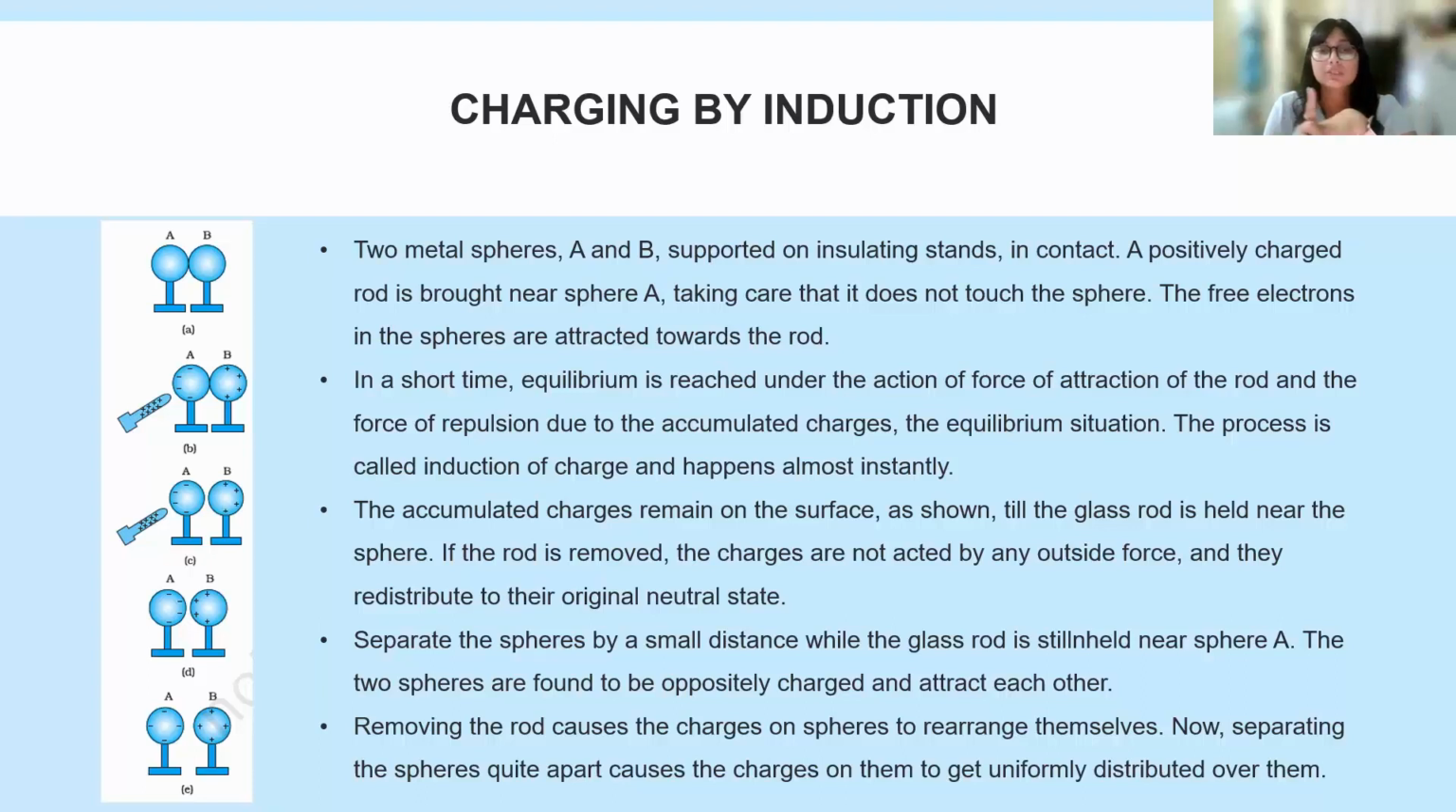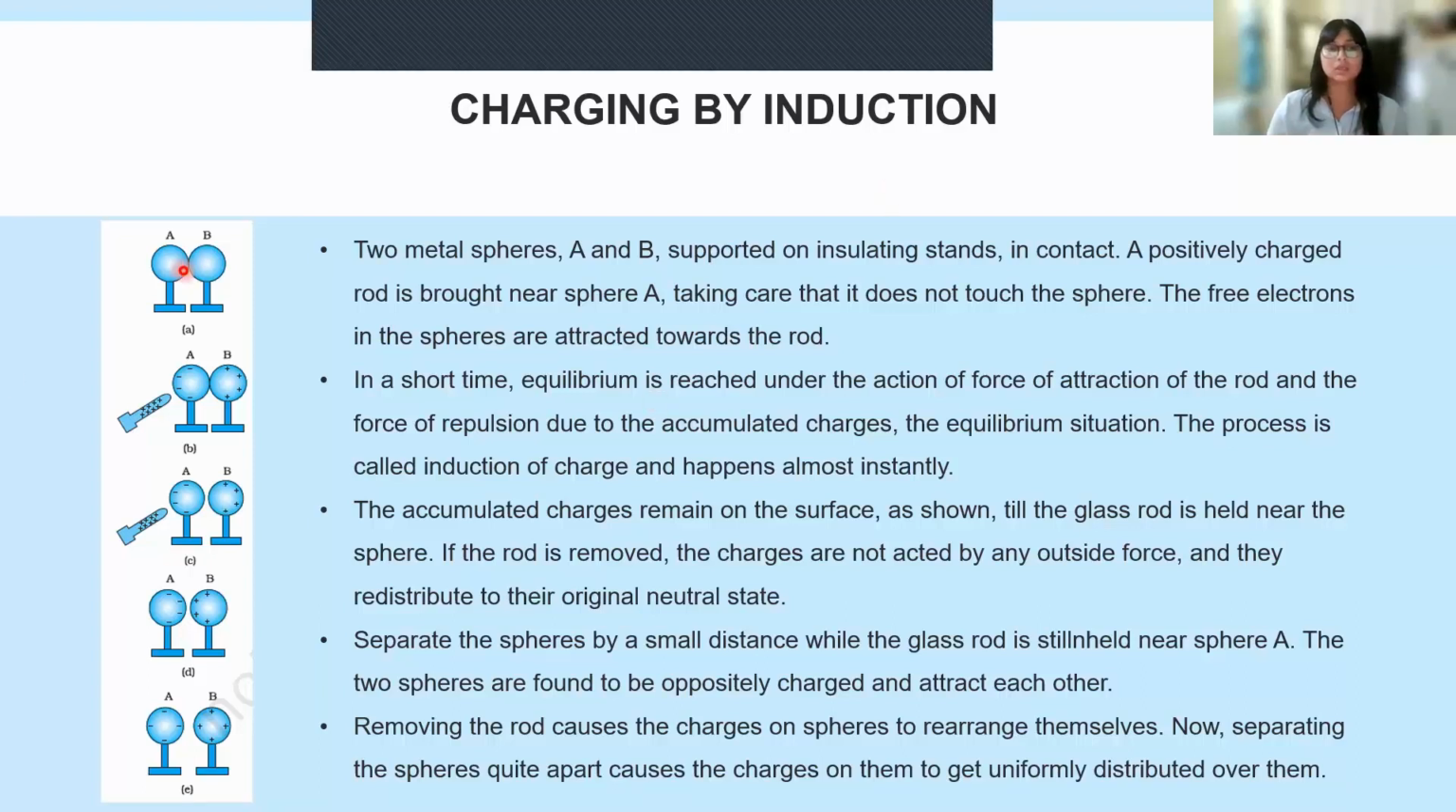A positively charged rod is then brought near sphere A. You can see the two spheres are in contact with each other, and then you bring a positively charged glass rod close to sphere A. Since the rod is positively charged, it will attract the opposite charges, that is, the negative charge.